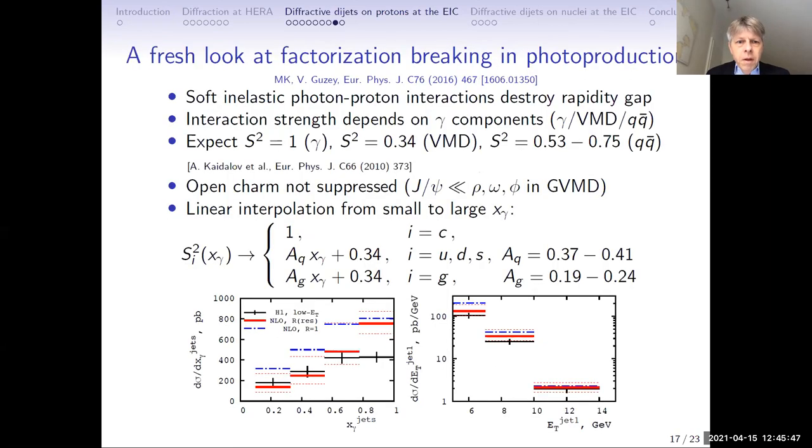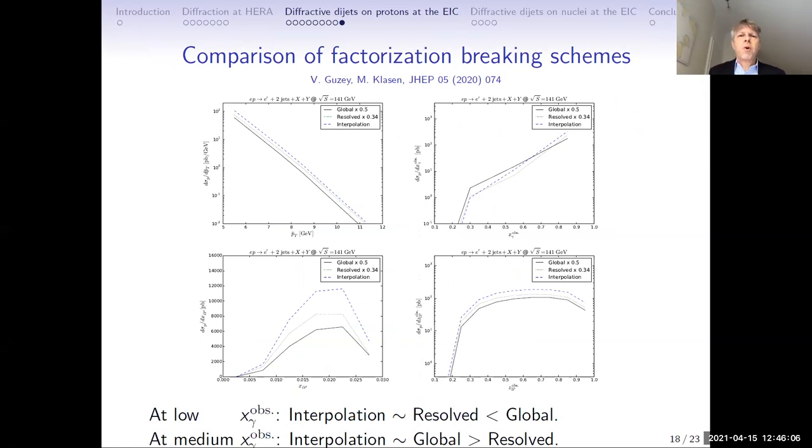Next slide. I told you in the introduction that the question of factorization breaking, which mechanism is at work, is still an open question. I don't have the time to go through the theory here. Maybe just go to the next slide, because at HERA, both a global suppression by a factor of 0.5 and a suppression of the resolved photon component by something like 33% or 34% worked to describe the data. And as you can see from these plots, the shapes of these curves are all relatively similar. So it will be difficult also at the EIC to distinguish these different schemes of factorization breaking, unfortunately. So one would have to have very precise measurements, in particular in the x-gamma distribution on the upper right, to distinguish these different predictions.